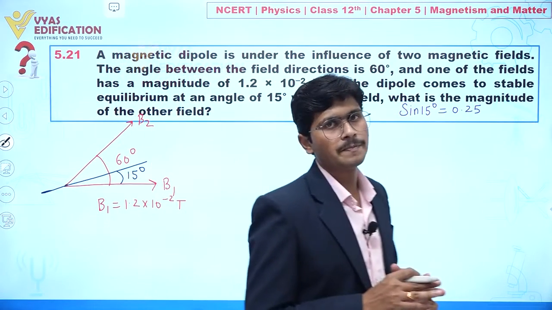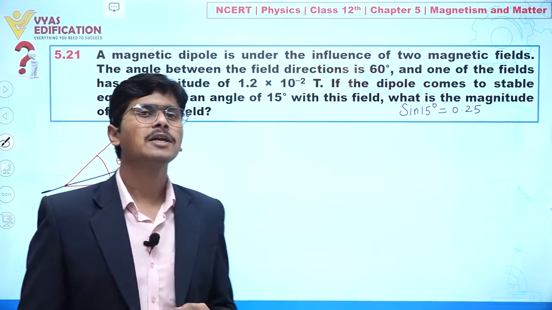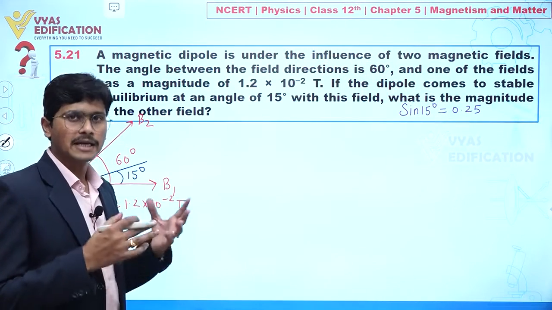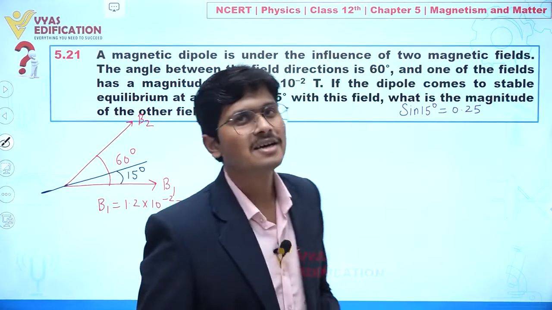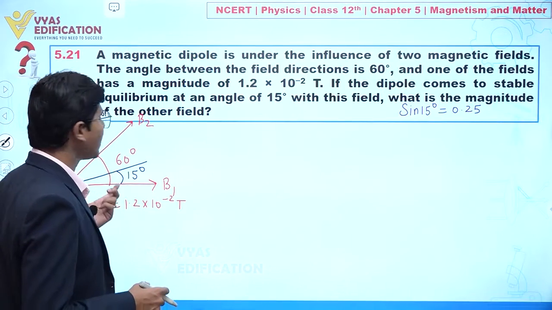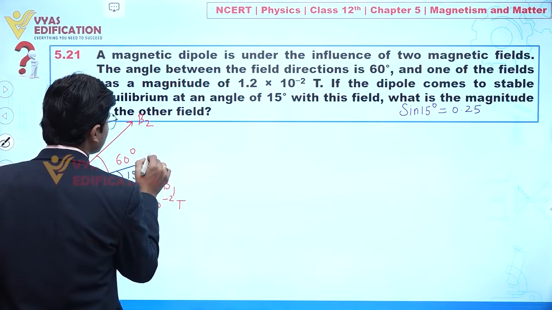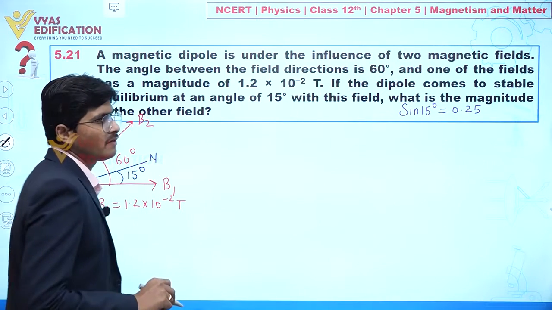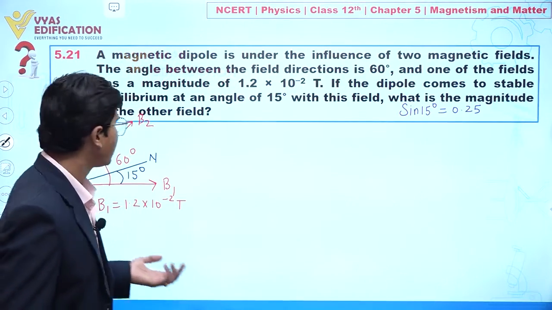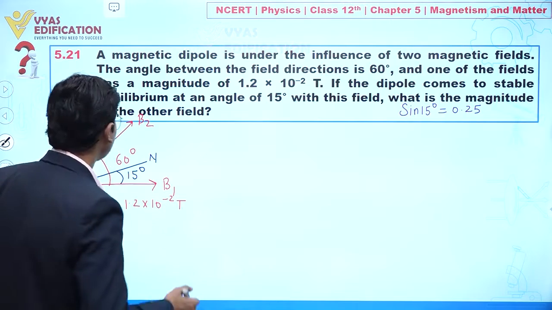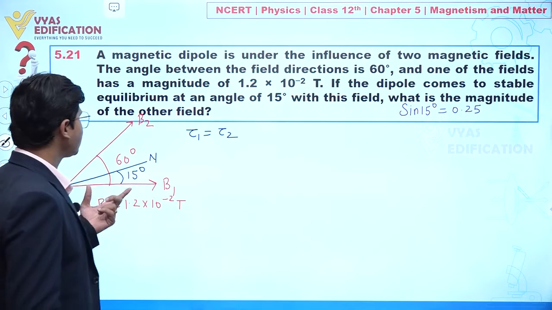Now listen carefully first. We are placing a magnetic dipole under the influence of magnetic fields. So definitely when this magnetic dipole is in equilibrium, it means the net torque acting on this dipole is 0. You can assume this magnetic dipole to be a short magnet, north and south, and the net torque acting on this short magnet is 0. At that time we can say it is in stable equilibrium. So we can write tau 1 equal to tau 2. This angle is given as 15 degrees.